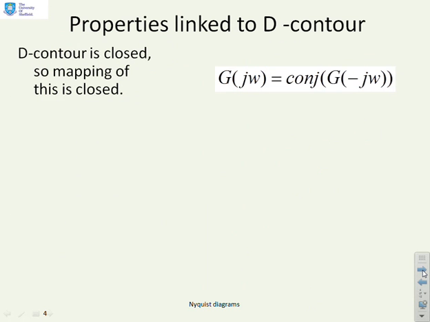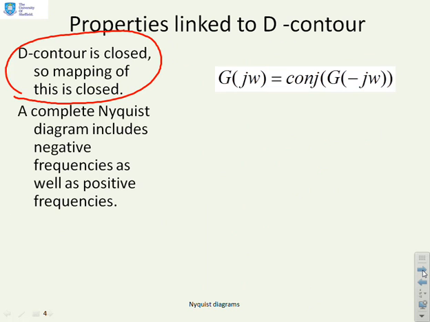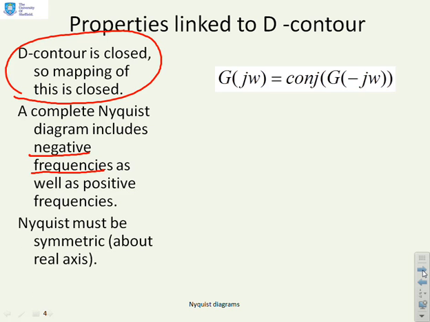Now some properties are linked to this D contour. First of all, the D contour is closed, and therefore the mapping must be closed. A complete Nyquist diagram is going to include negative frequencies as well as positive frequencies, and you'll see that because the D contour had the negative imaginary axis as well as the positive imaginary axis. Similarly, the Nyquist diagram has got to be symmetric, because simple properties tell us that G(j omega) is the complex conjugate of G(minus j omega).